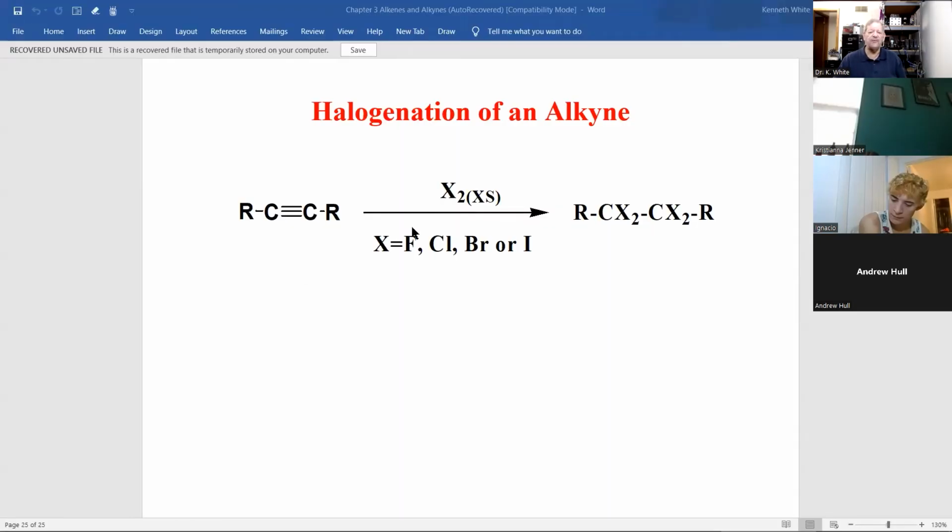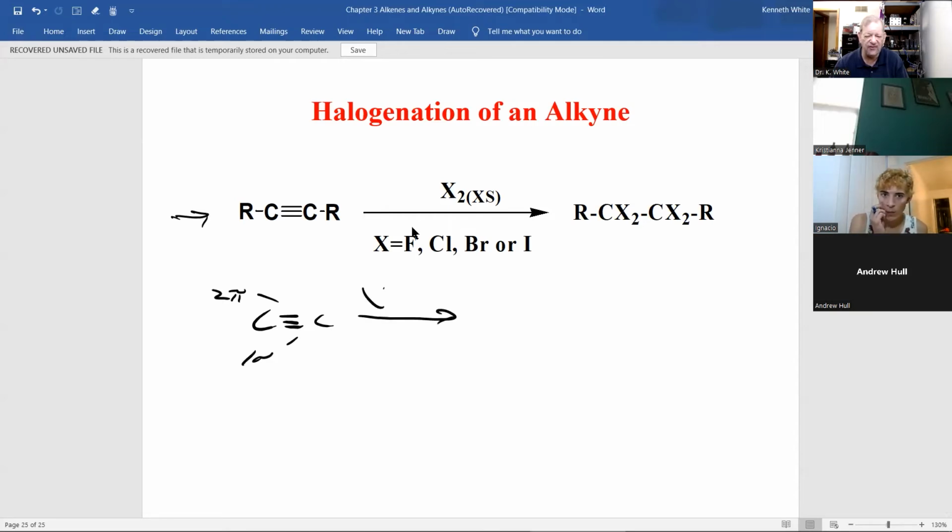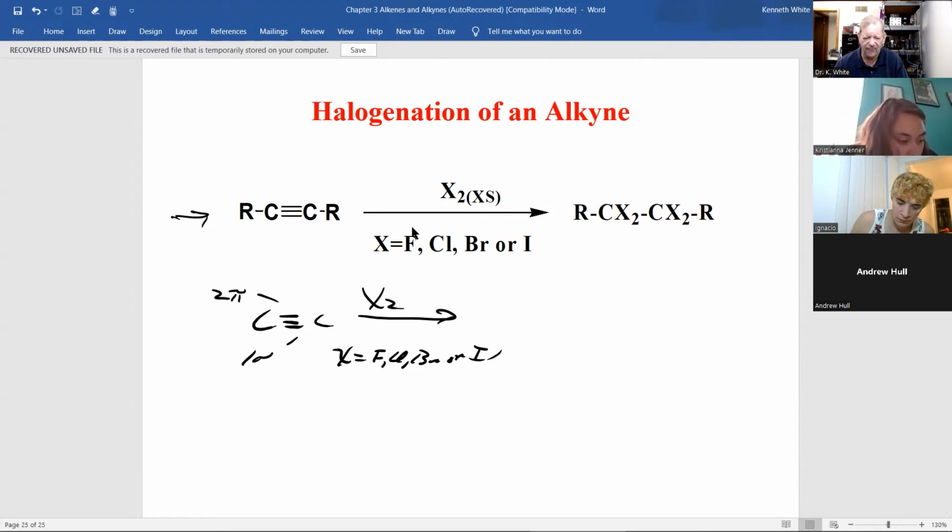All right, everybody see halogenation of an alkyne? And here I have it written this way. A better way is, let's look at a triple bond. Remember, it has 2 pi bonds, 1 sigma bond. And if we react it with halogen gas, remember X can be fluorine, chlorine, bromine, or iodine.